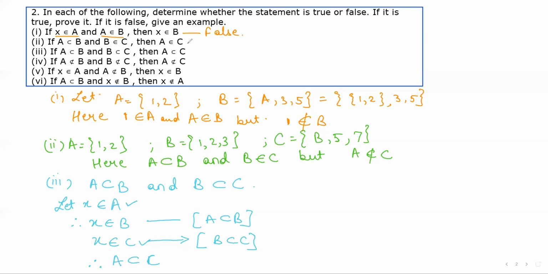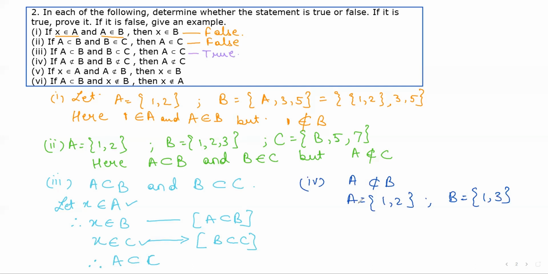So with this, we found out that first is false, second is false, third is true. Next. If A is not a subset of B, now consider another example. A is not a subset of B. So let A be a set of two elements, 1 and 2, and B be a set of say 1 and 3. So all the elements of A are not present in B. 2 is an element present in A, and 2 does not belong to B.